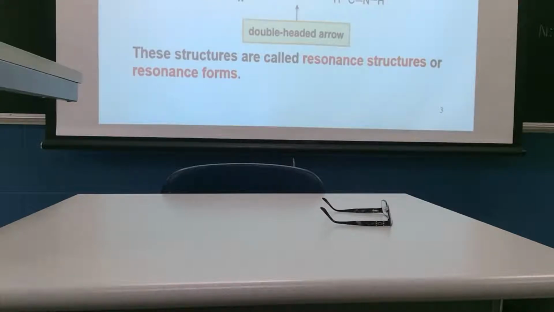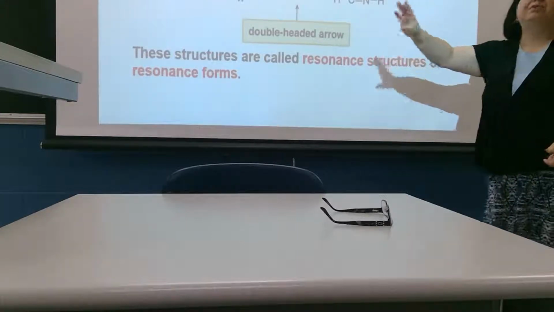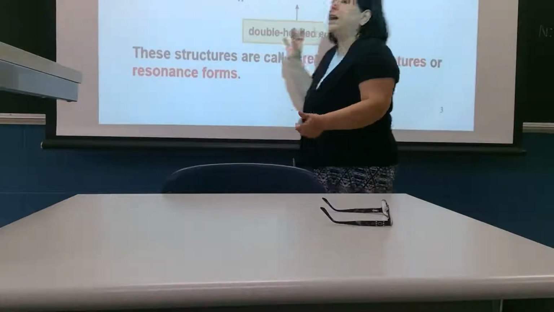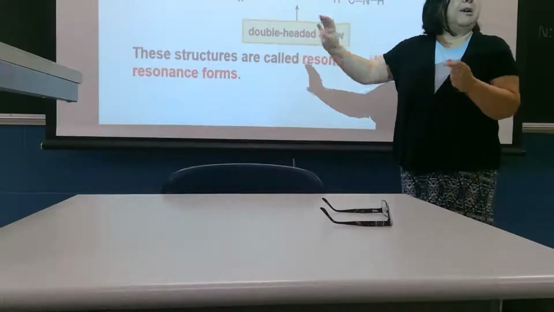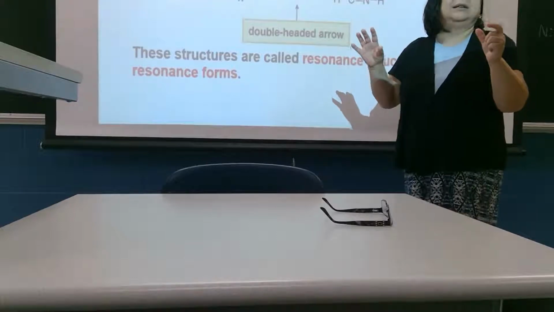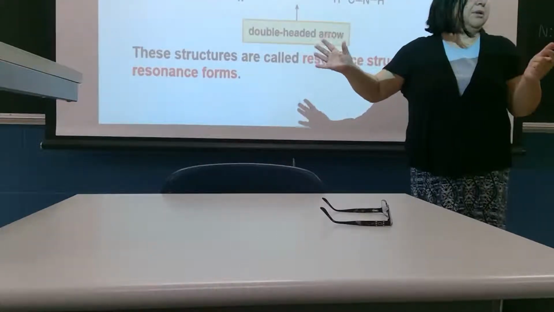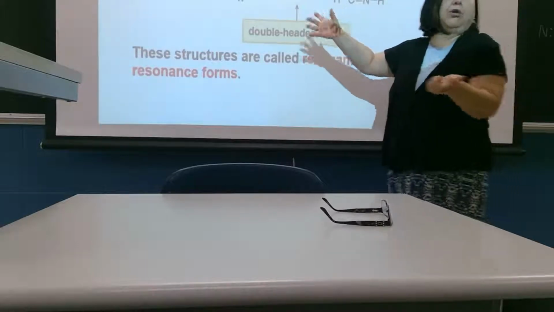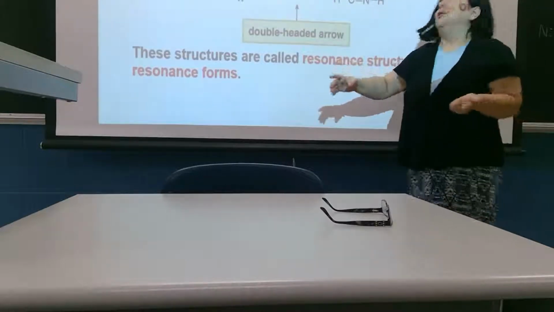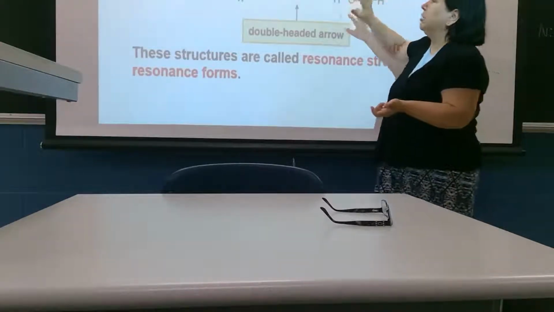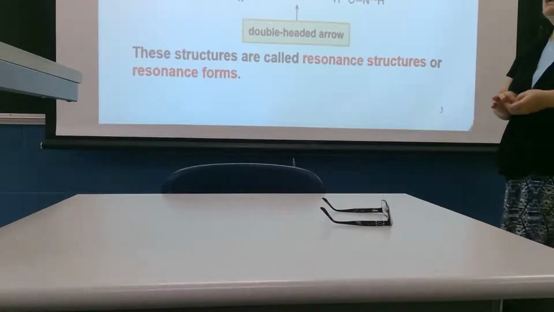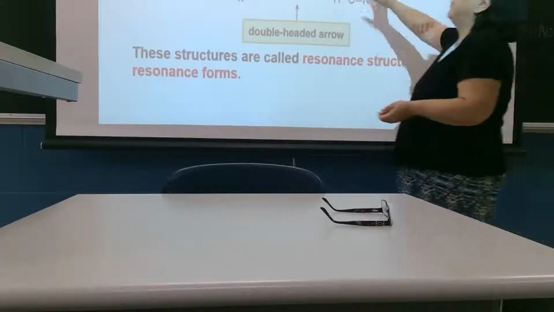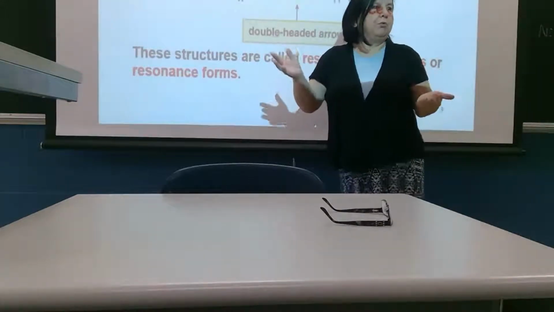What's different is the location of electrons, the distribution of electrons. The only difference between these two is the location of the pi bond and the lone pair electrons. If they were connected differently, they would not be resonance structures. They would be isomers, if they have the same molecular formula. So the only difference between these two is the location of a pi bond and lone pair electrons. And of course, the formal charge will change if the electrons move.